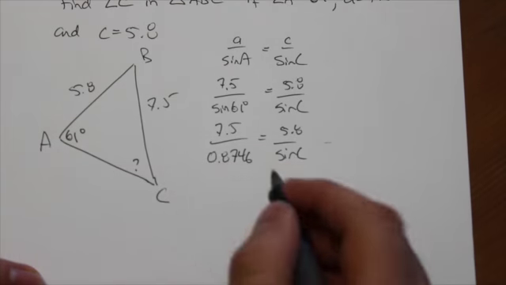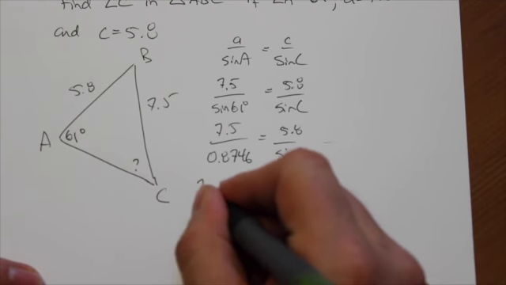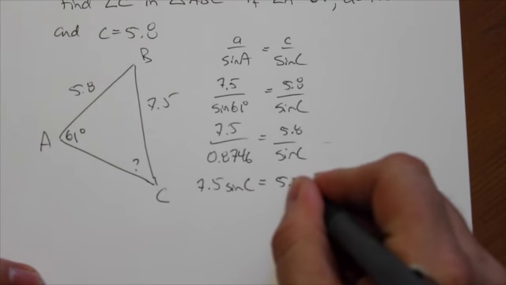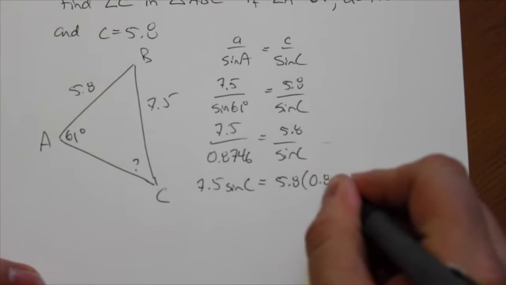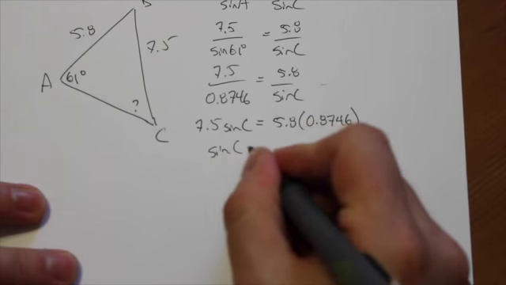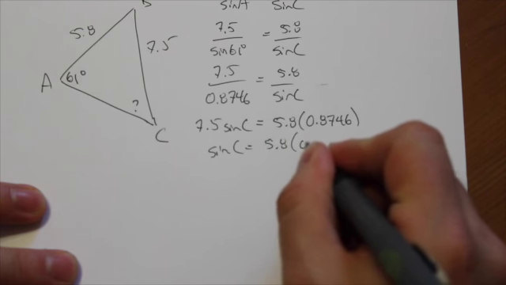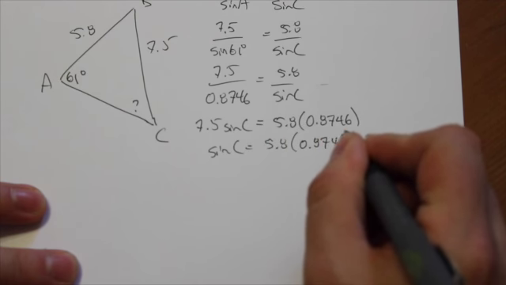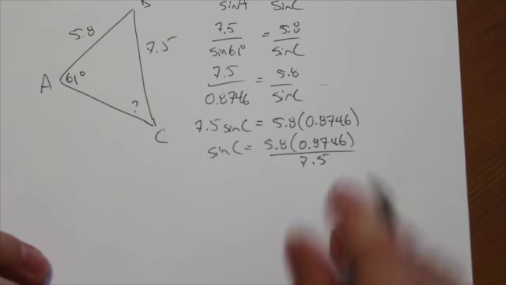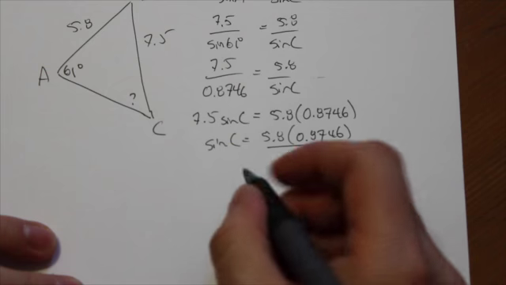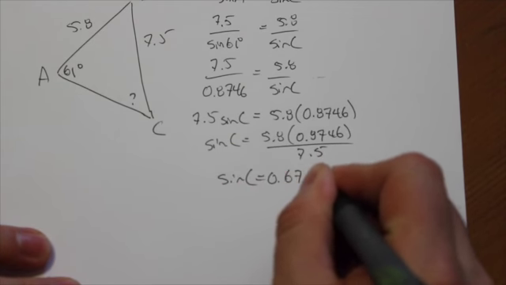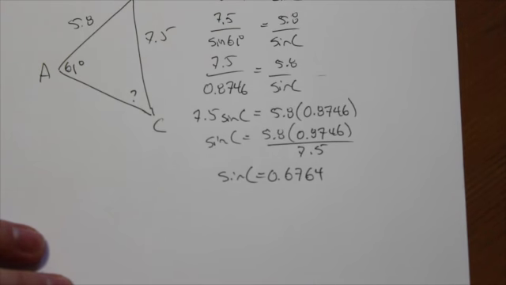Okay, once you get to this point right here, we're going to cross multiply. So 7.5 times the sine of C is going to equal 5.8 times 0.8746. And then you always cross multiply and divide. And so that quickly becomes 5.8 times 0.8746 over 7.5. So the sine of C, when we evaluate that to 4 decimal places, is 0.6764.